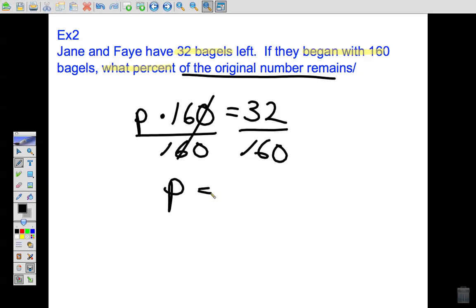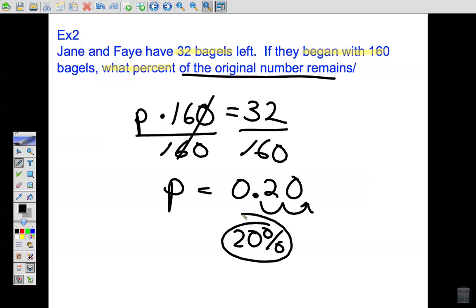And we get 0.2. But that's a decimal. We want a percent. So how do you change a decimal to a percent? Add a 0. It's always 2 places to the right. So 20% is our answer. Now let's just go back and see if this makes sense. If they began with 160 and they end up with 32, what percent of the original number remains? So 20% remains, right? Does 32 seem like maybe a small number out of the 160? And it is. So 20% of 160 gives us the 32 that remains.